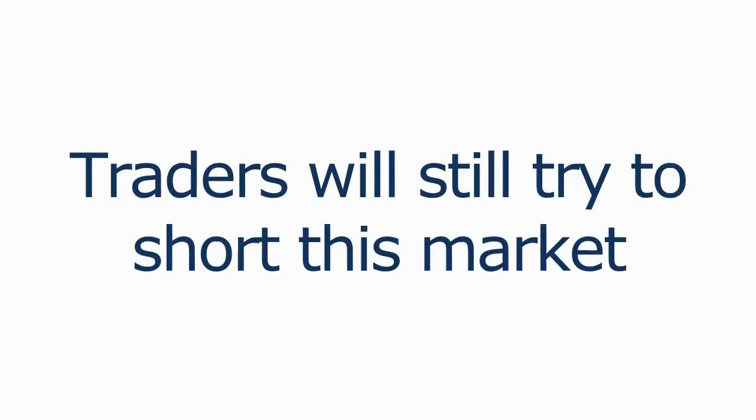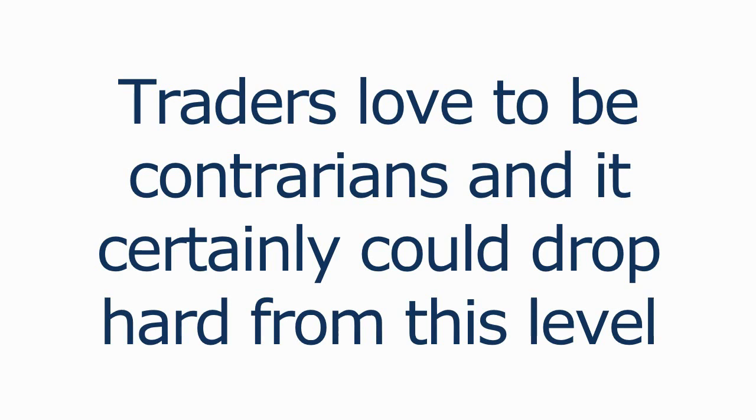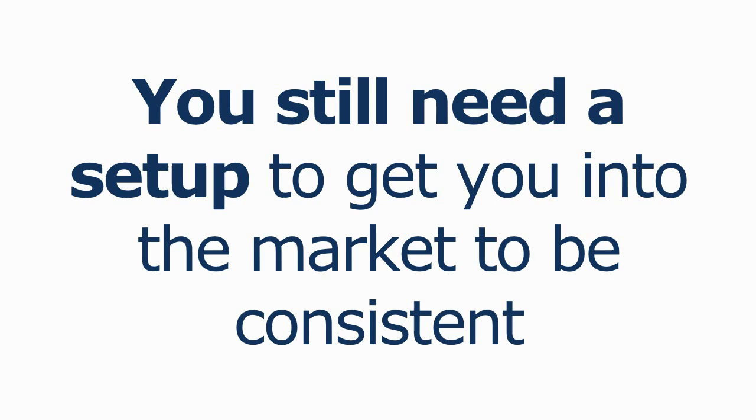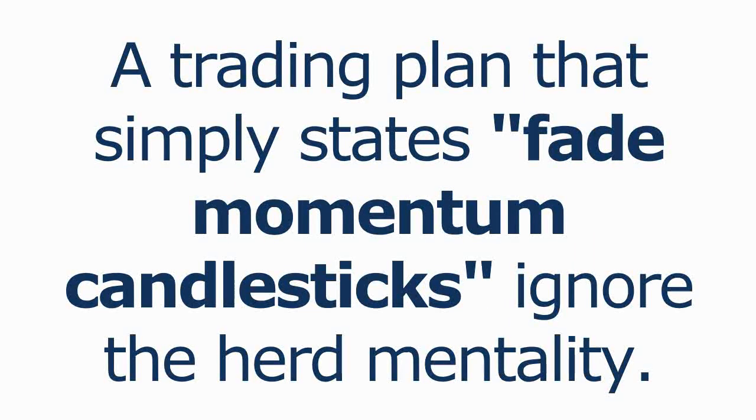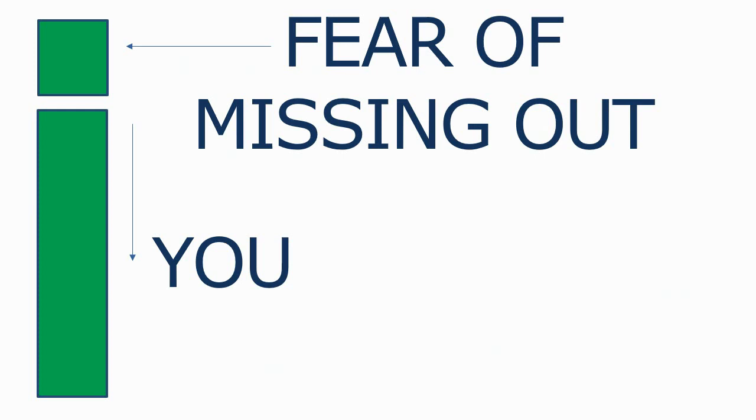Now, this type of failure tends to be obvious, but traders will still try to short this market as an impulse action due to the momentum to the upside. Traders love to be contrarians, and it certainly could drop hard from this level. You still need a setup to get you into the market to be consistent. A trading plan that simply states fade momentum candlesticks ignores the herd mentality. While you are fading, others are afraid to miss the big move and are contrary to your position.